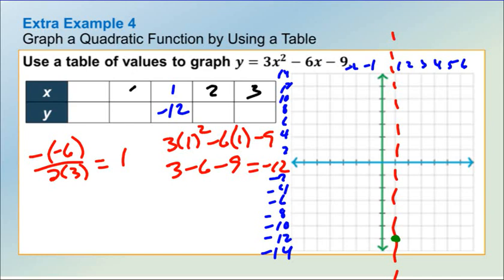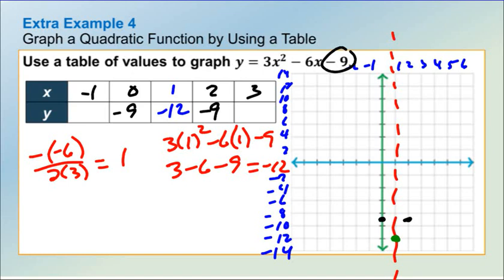So this is 2, 3, 0, -1. 0 would give us -9. So if I put a point at -9, -9 would be right here. It means I can mirror that one on this side. So 2 would give you -9.